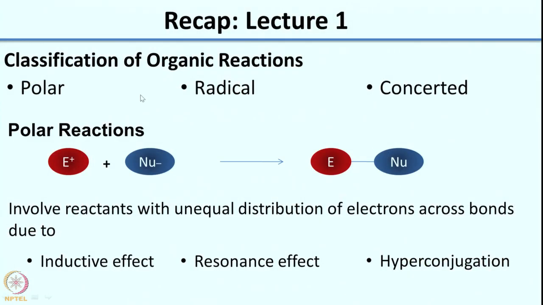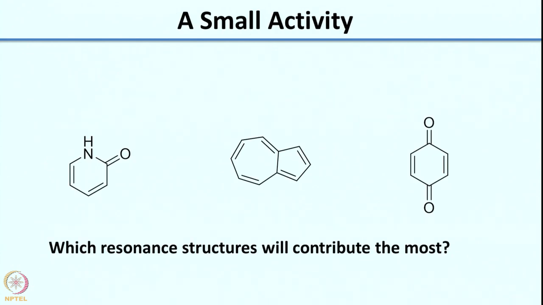And after that we looked at how there is an unequal distribution of electrons across bonds in polar reactions. In particular, we looked at the inductive effect and the resonance effect. If you remember, before the class ended, I gave you a small activity to do as homework. For the structures given, I wanted you to write the resonance structures and say which resonance structure would contribute the most.